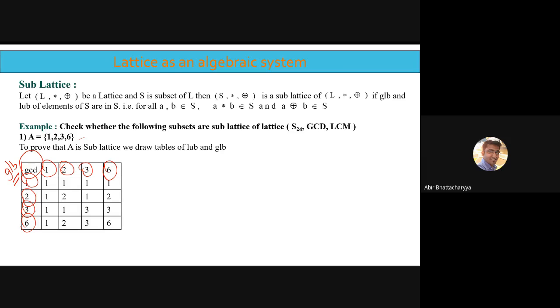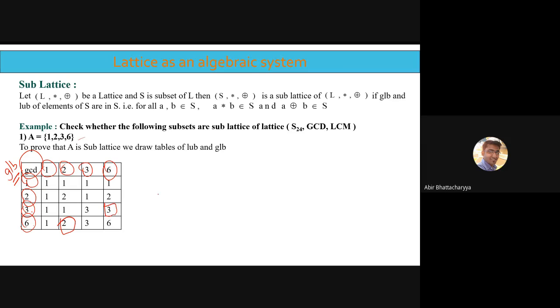I think you know how to calculate GCD. So take each pair of elements and calculate their GCD. Like the GCD of 3 and 6 is 3. The GCD of 6 and 2 is 2. Just put them in the intersection of those elements, and we find the GCD matrix. Look at each and every element inside the matrix: 1 1 1 1, 1 2 1 2, 1 1 3 3, 1 2 3 6. Every element belongs to A only, not from outside of A. All elements are either 1, 2, 3, or 6. That means it's satisfying. That is the thing we have to check.